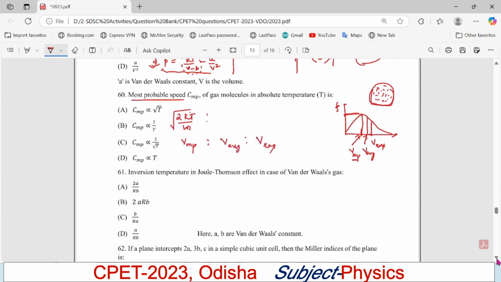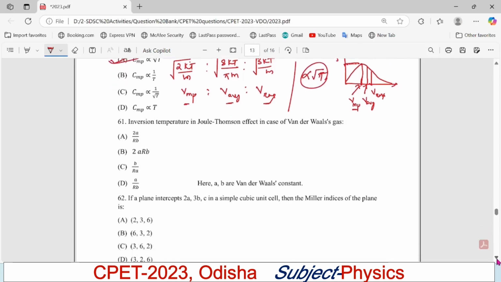Sometimes this question is also asked in your exam. Many times a ratio is asked, or a different type of question. For average it is root over 8kT by pi m, and for RMS the value is root over 3kT by m. So here you can see these 2, m, 8, pi are constants. So for most probable, average and RMS, the speed is proportional to root over T. So option A is the correct answer. Right, now we are going to go for our next question.